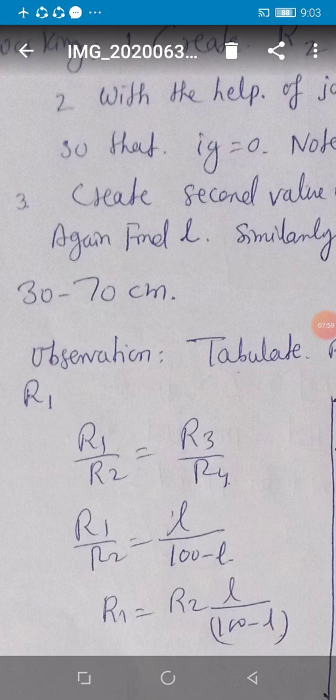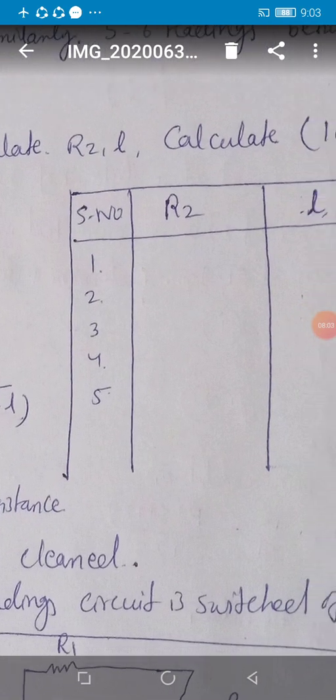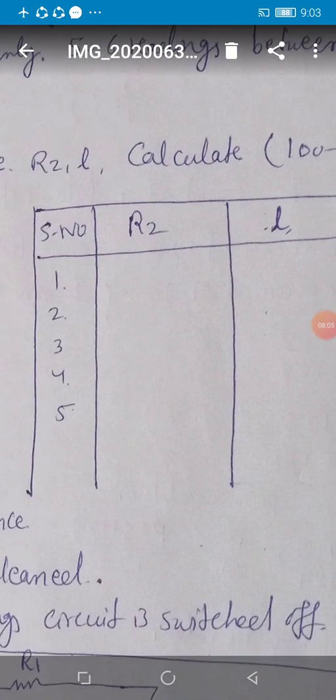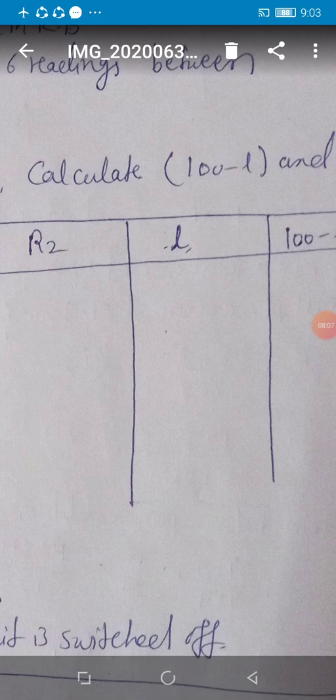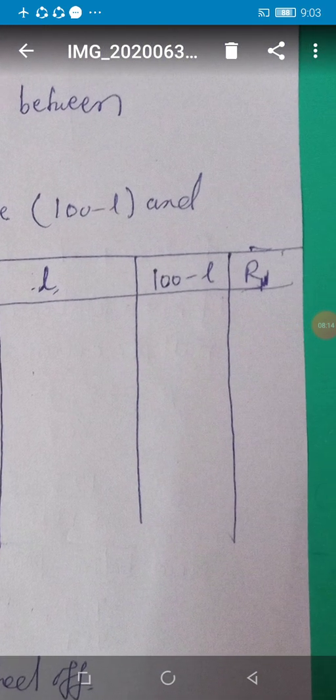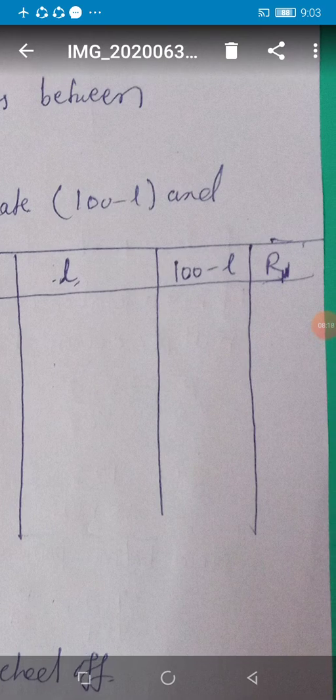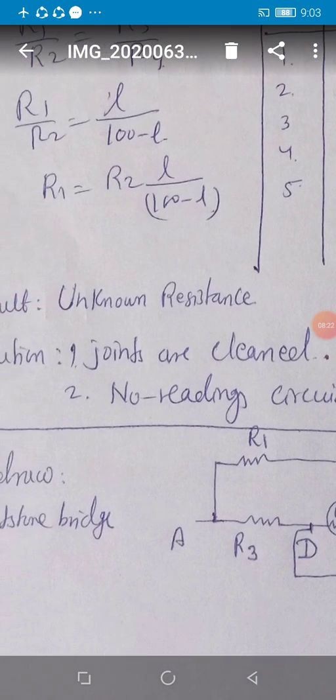Then, student, you have to make an observation table which I have drawn here. See, R2 is chosen from the resistance box. I have to find out the balancing length L. Similarly, I have to add different R2 and find different L. L means the null point. And then 100 minus L I can calculate. And then the formula which will come out, student, see.